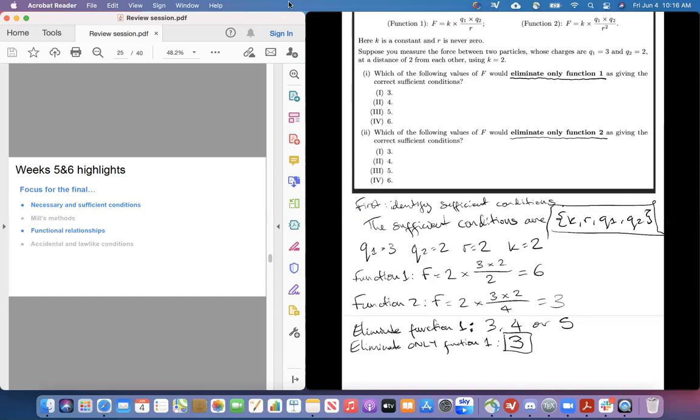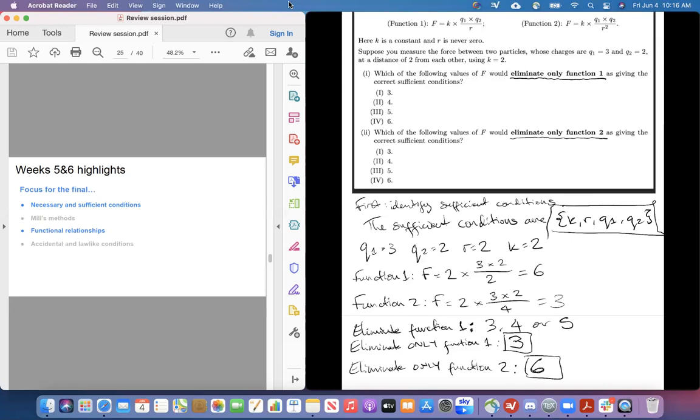And similarly, if we're going to eliminate only function 2, by exactly the same line of reasoning, you would have to pick 6. Function 2 tells me the answer should be 3. So 4, 5, and 6 will eliminate function 2. But if I'm going to eliminate only function 2 out of these two functions, it's got to be 6 because that's the only one that will leave you function 1 as being possibly correct.